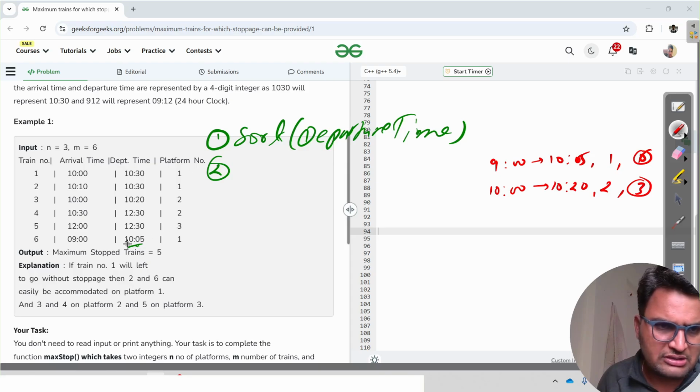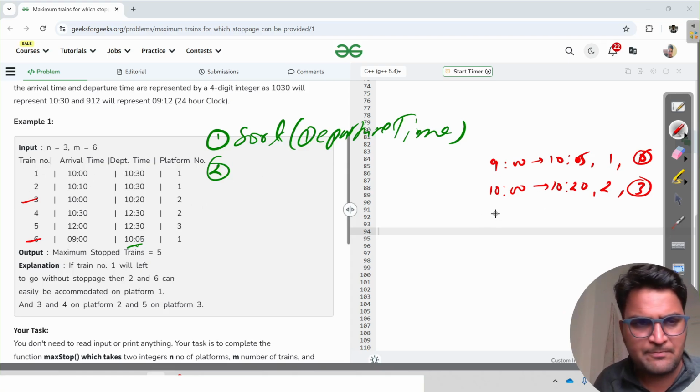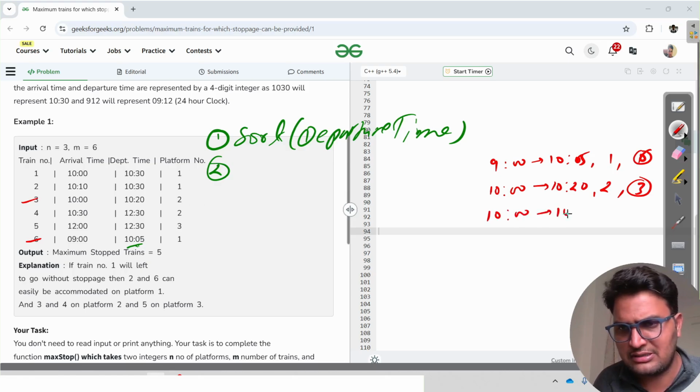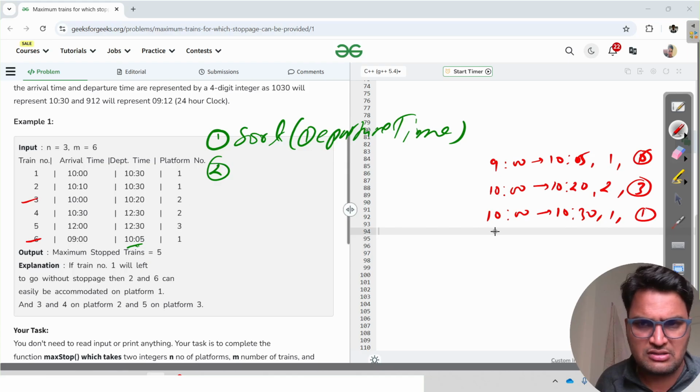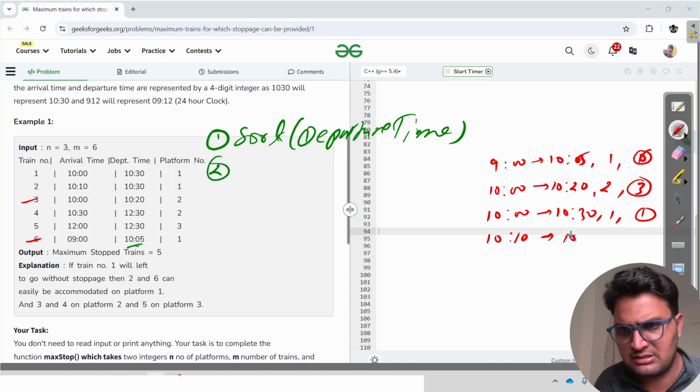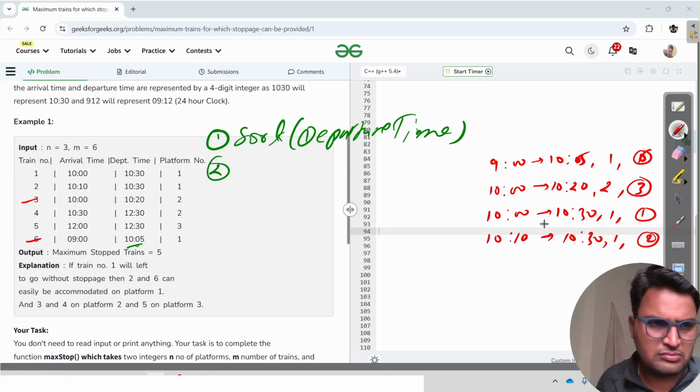platform number 2, and this is train number 3, correct? So this is done. Now 10:30, and if the departure time is the same, then we will sort on the basis of train number. So here, this is 10 o'clock to 10:30, platform number 1, train number 1, and the other is 10:10 to 10:30, platform number 1, train number 2, right?